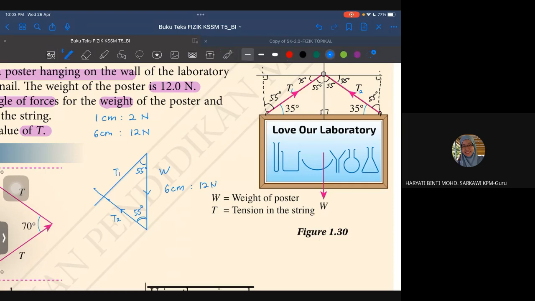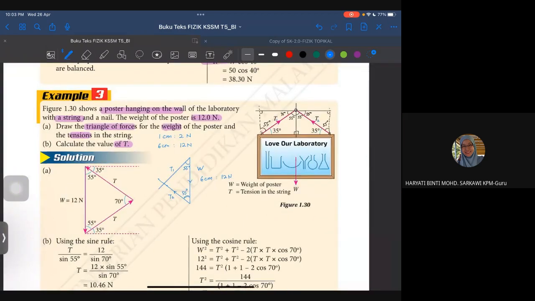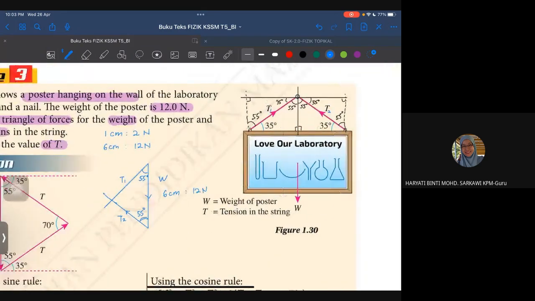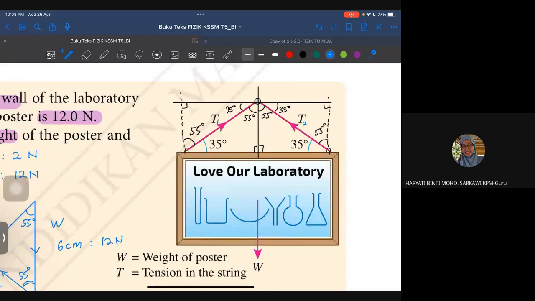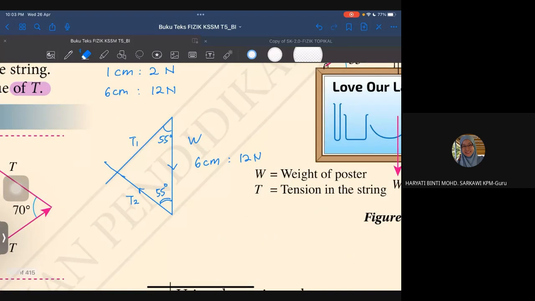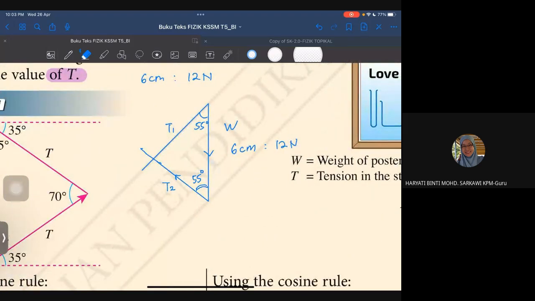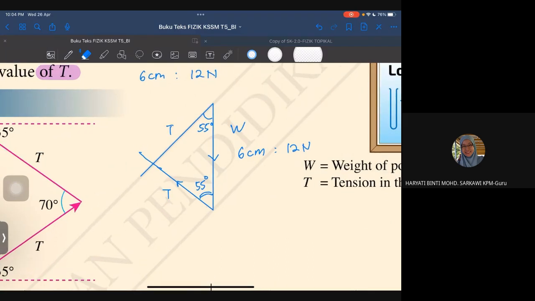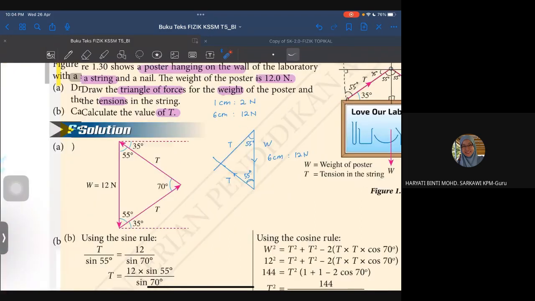So to know the value of your T, this one just now I labeled T1, T2. Actually, it is just T. T1, T2 have the same magnitude. I labeled it as T1, T2 so that you can see it clearer. Then you just measure the length, this length, and refer to the scale. That will be the magnitude of your T.